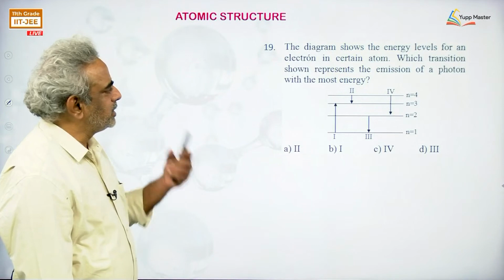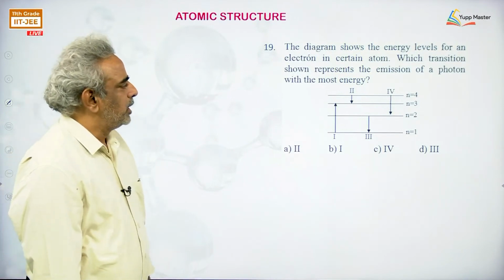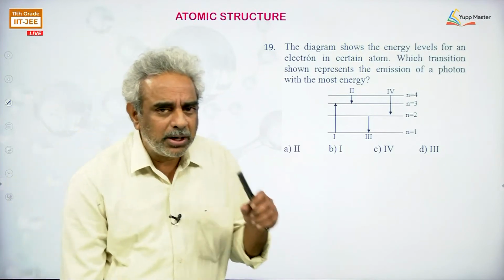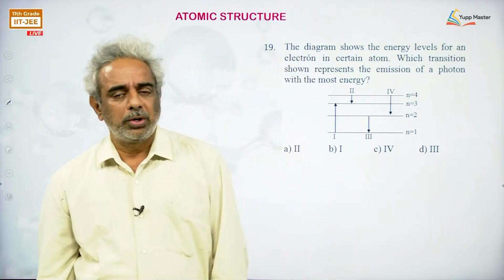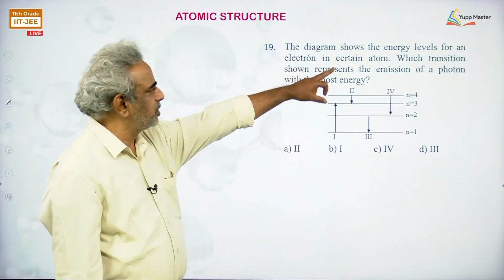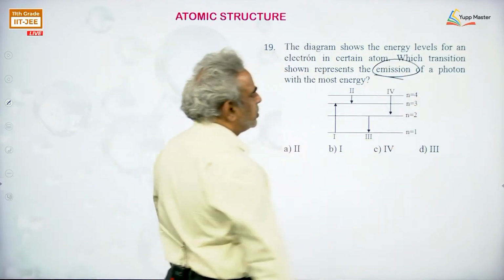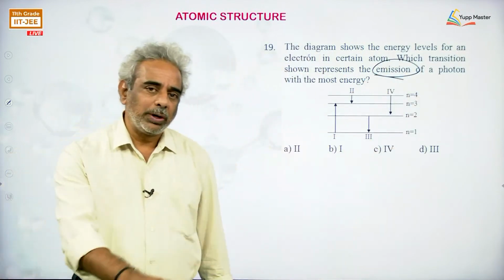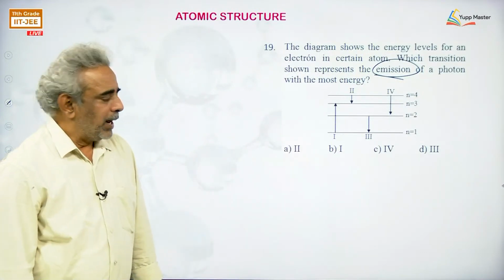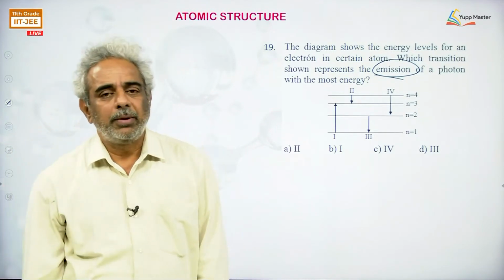The diagram shows the energy levels for electrons in an atom. Which transition represents emission of a photon with most energy? See, I have been repeatedly advising the students to be bothered about the energy gaps, and he wants energy to be released. Emission. Emission means electron has to jump close to nucleus. You can't take the electron away from nucleus. And the energy gaps become narrow and narrow as you move away from the nucleus.